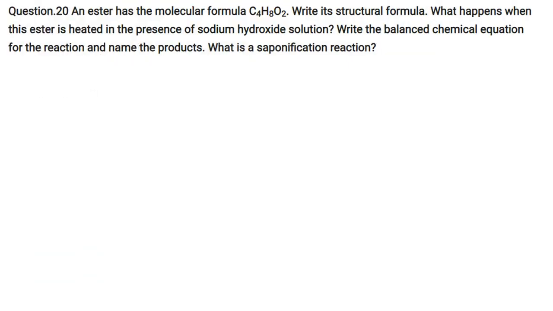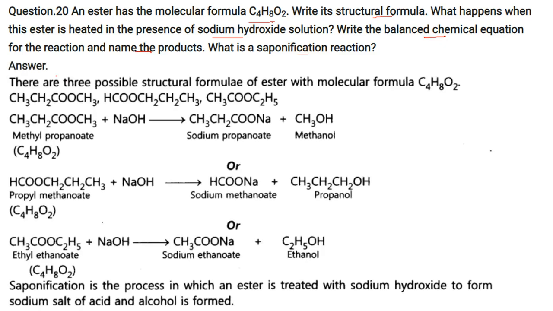An ester has the molecular formula C4H8O2. What will be its structural formula? What happens when the ester is heated in the presence of sodium hydroxide solution? Write the balanced chemical equation for the reaction and the names of the products, and what is the saponification reaction? So here there are three possible structural formulas of an ester with molecular formula C4H8O2. This is methyl propanoate, propyl methanoate and ethyl ethanoate.